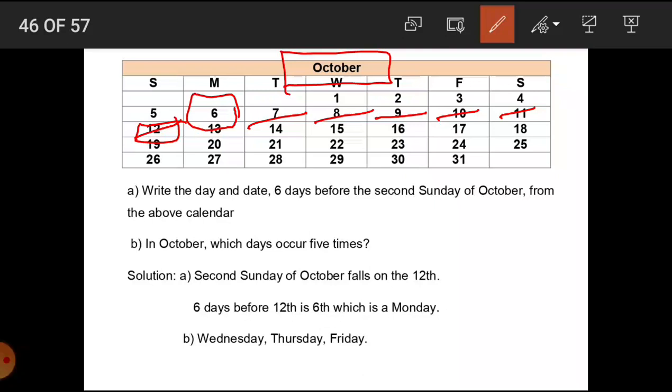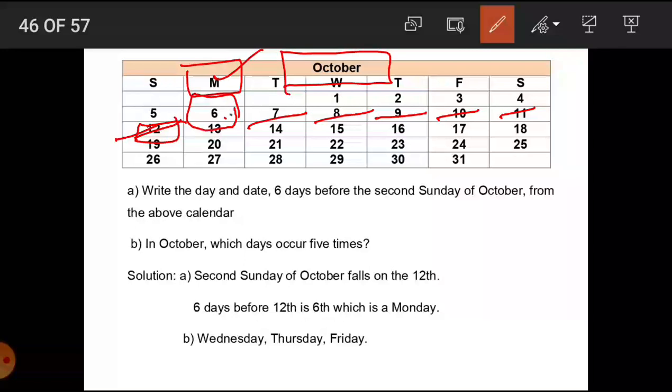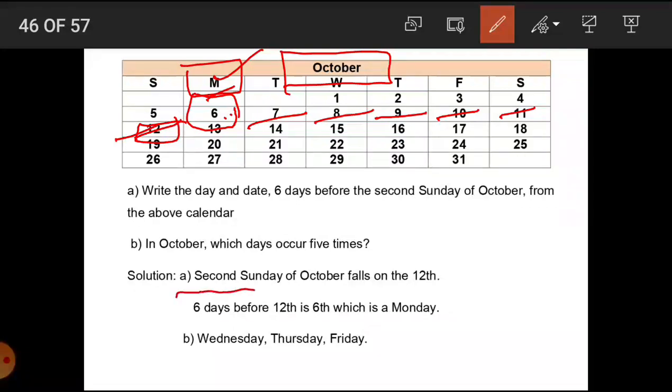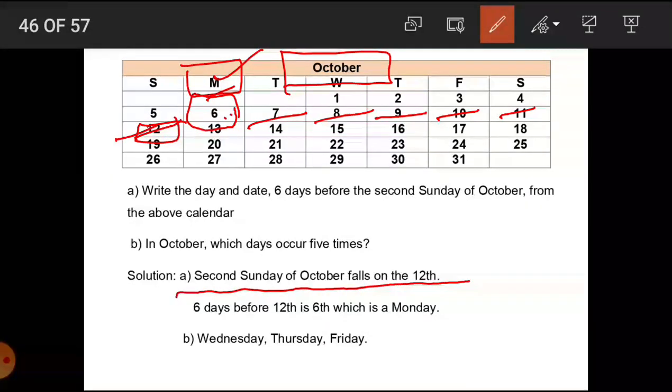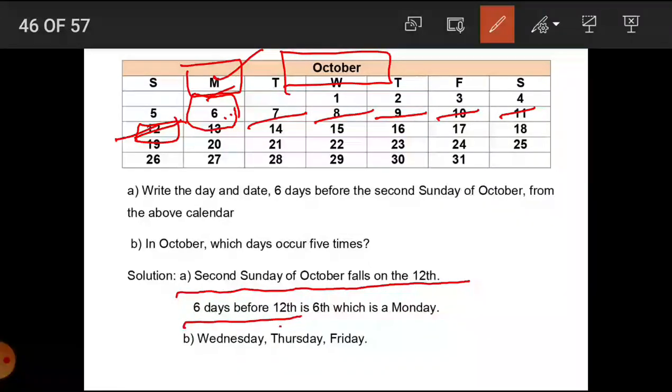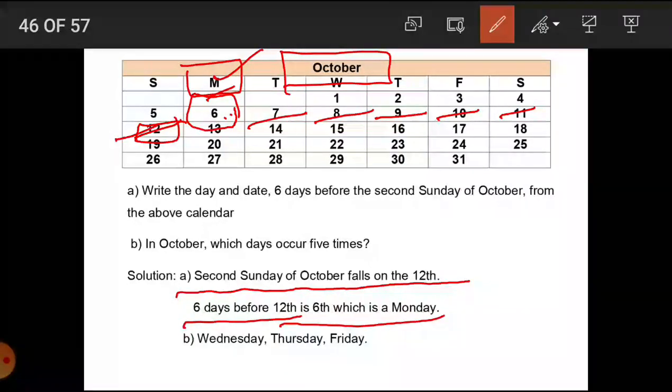That means the second Sunday falls on the 12th of October, and 6 days before it is the 6th of October. The day is given over here, this is Monday. So the date will be 6th of October and the day will be Monday. For the solution, it is written: second Sunday falls on October 12th, and 6 days before, if you count, the date is 6th and the day is Monday.